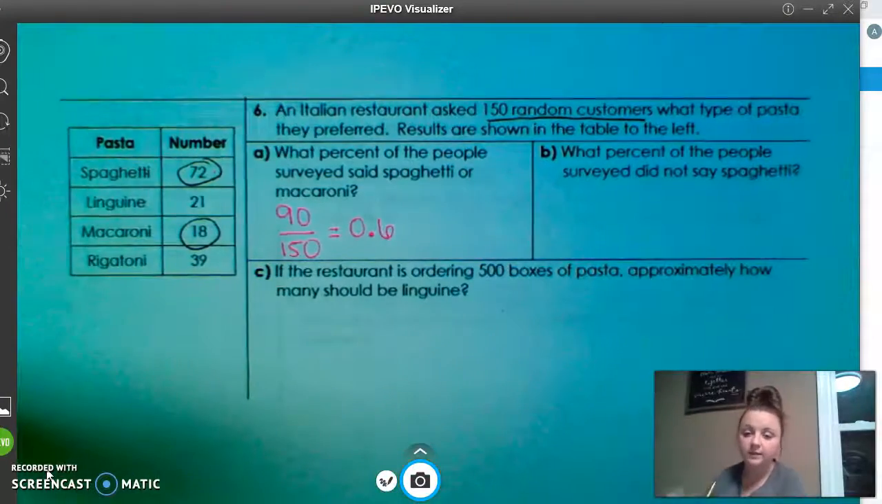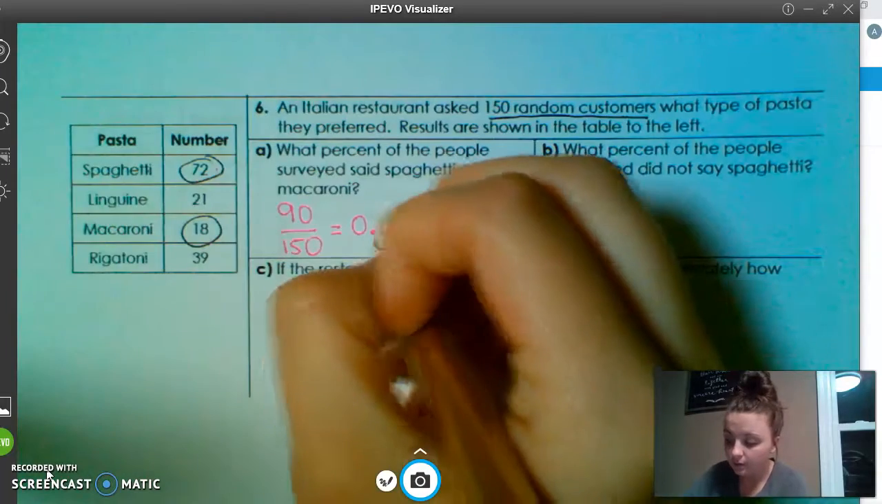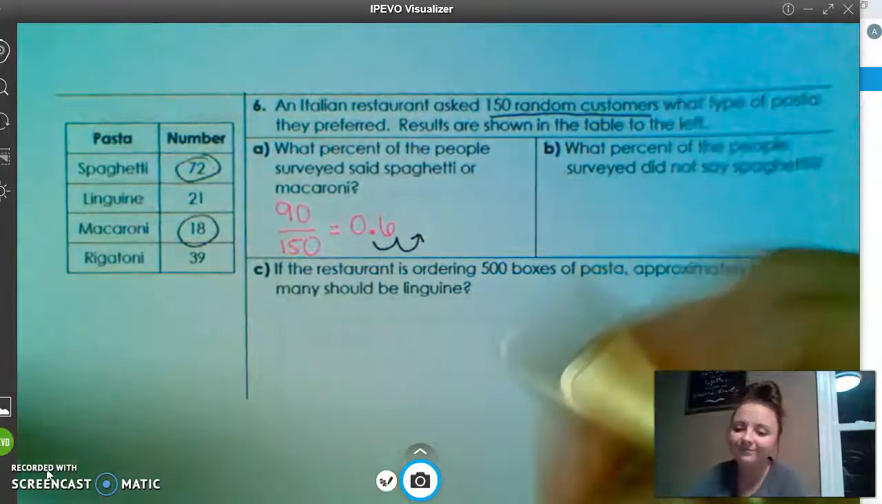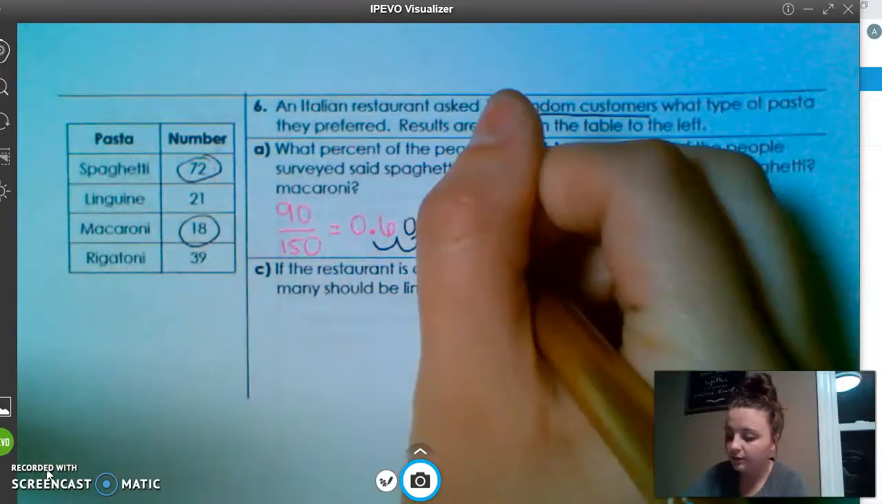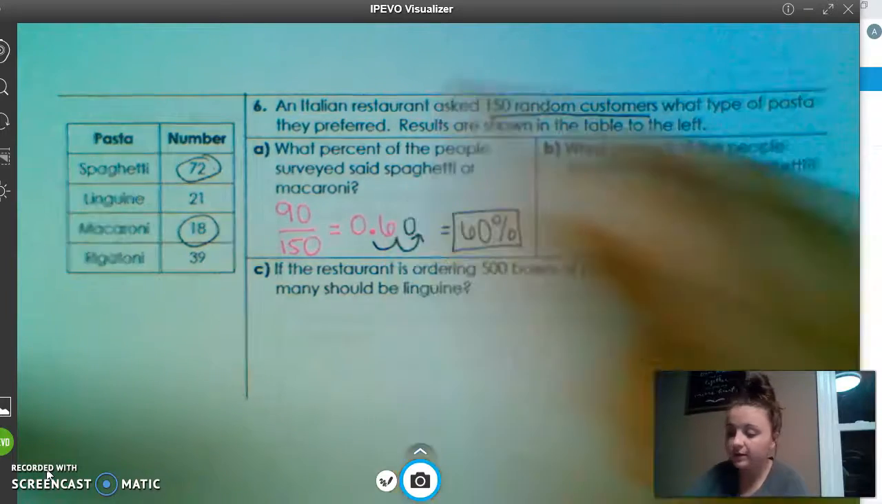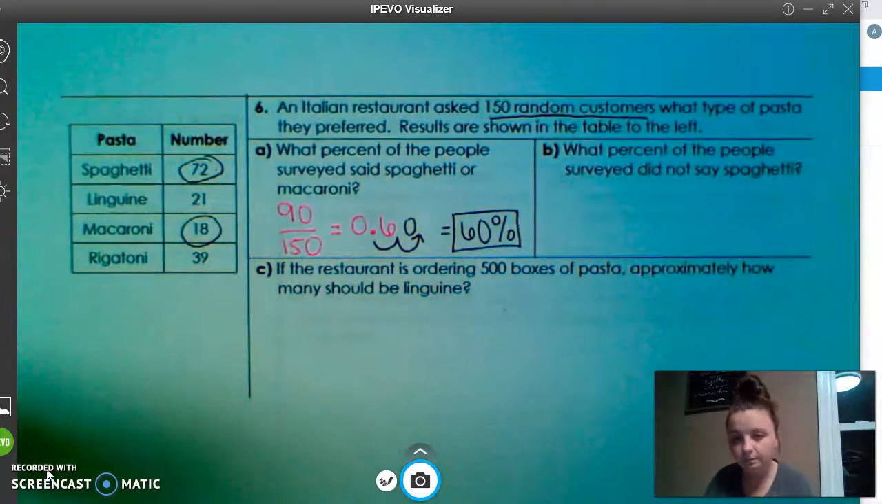But I want the percent, so I've got to move my decimal 2 places to the right. So 1, 2. Oh no, what do I do? Remember, we've got that placeholder. So 0.6 is actually 60%. So 60% of the people would be okay with spaghetti or macaroni, okay?